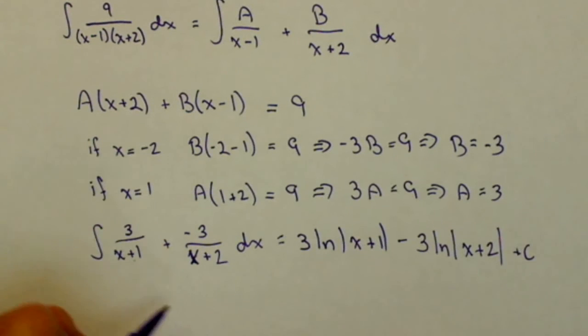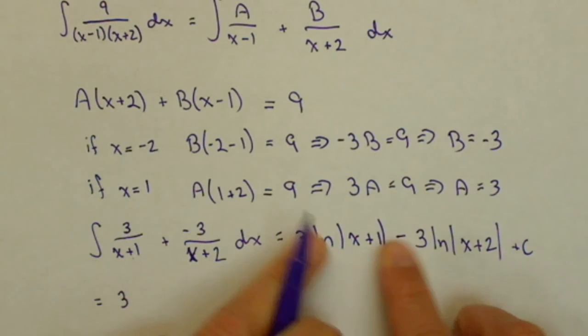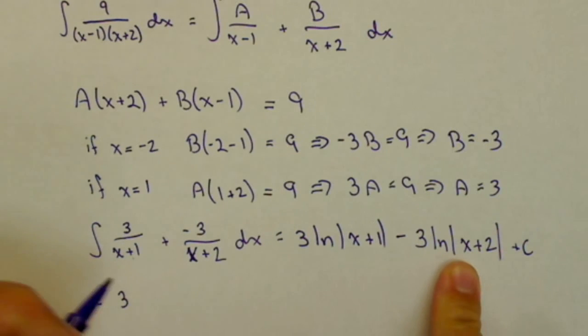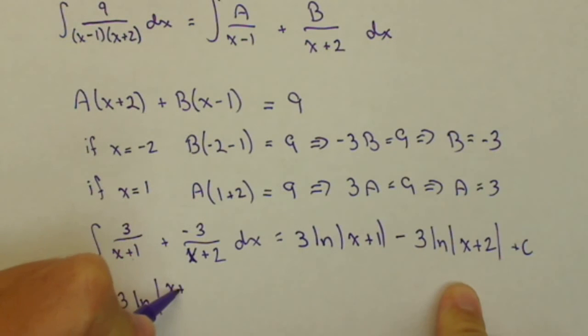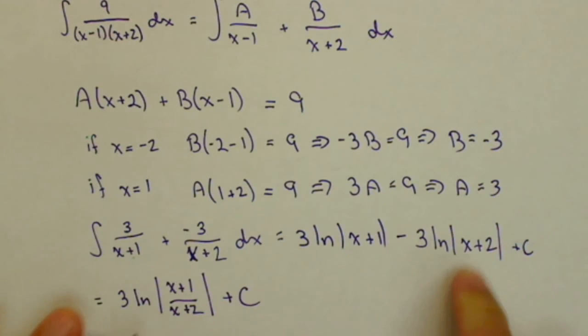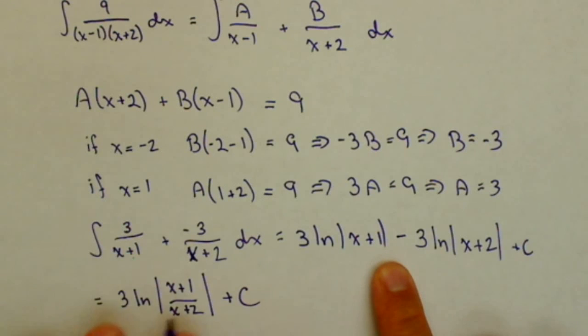Now, you're going to see different things from different solution manuals, but one thing we can do with this, because we can use properties of logs, I can factor a 3 out, and then I'll have natural log, imagine that 3 not there, minus another natural log. That can be rewritten as the natural log of the absolute value of x minus 1 over x plus 2 plus C. So you might see the answer in one of 2 ways. They're both correct. So I don't want you to think one way is more right than the other.